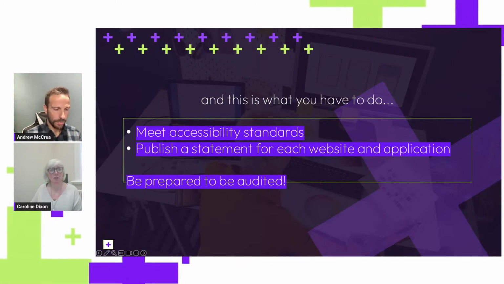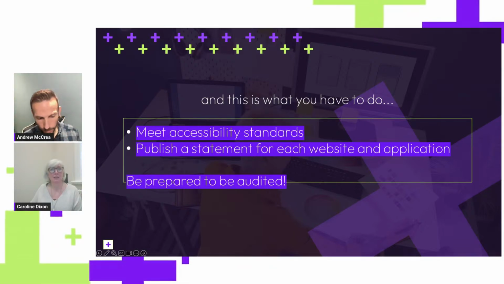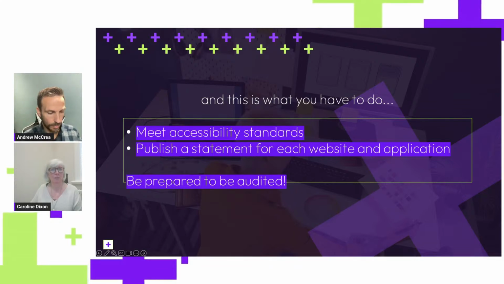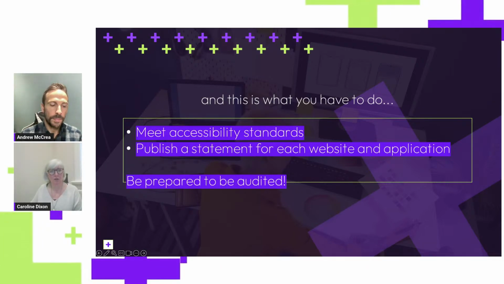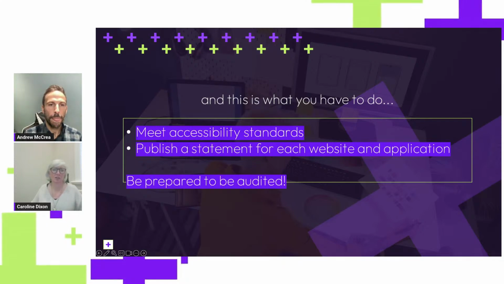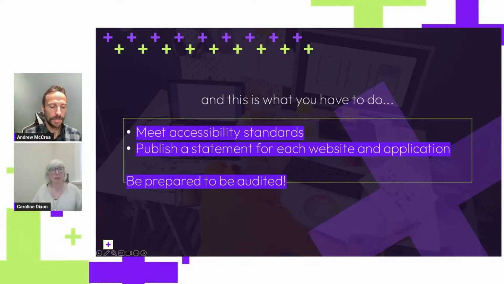So, two parts to this legislation. This is what you have to do. You have to meet the accessibility standards, and you have to have an accessibility statement published for each site and each app that you have, and they need to be reviewed on a regular basis.